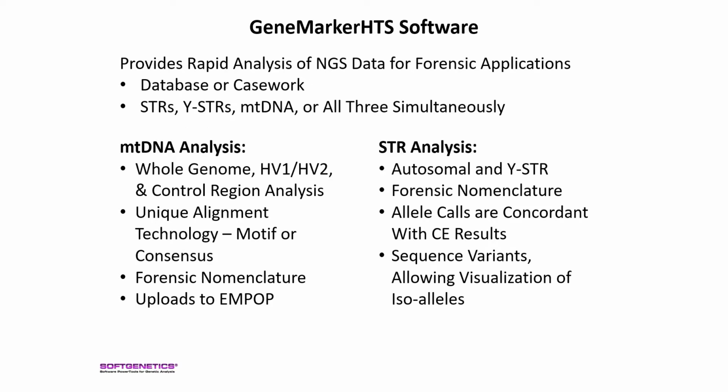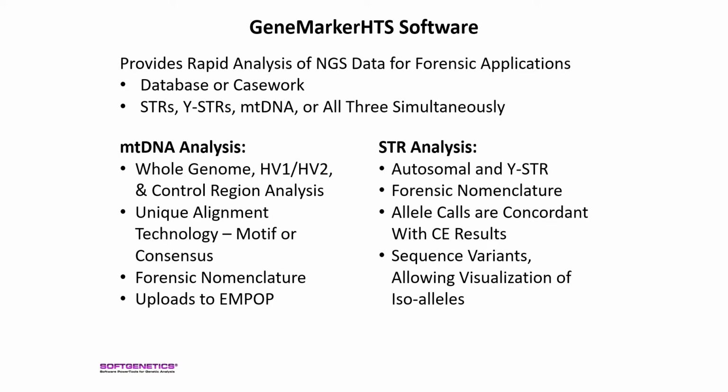GeneMarker HTS provides rapid analysis of NGS data for forensic applications such as database or casework samples, SDRs, YSTRs, mitochondrial DNA, or all three simultaneously. The mitochondrial DNA application allows for analyzing whole mitogenomes or specified regions such as hypervariable regions 1 and 2 or the control region, with multiple alignment options, forensic nomenclature, and the ability to upload profiles to MPOP.